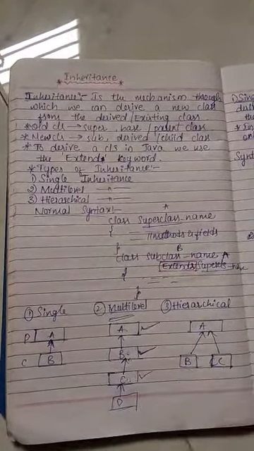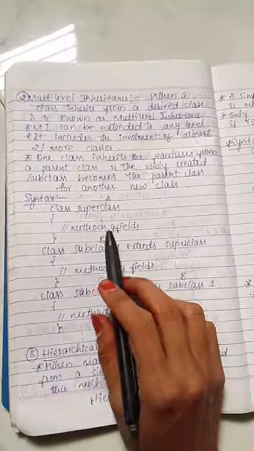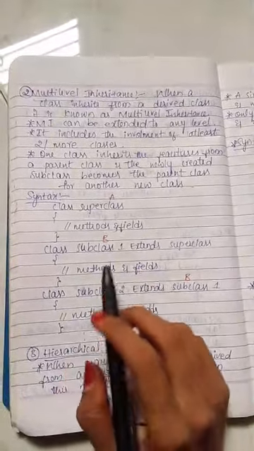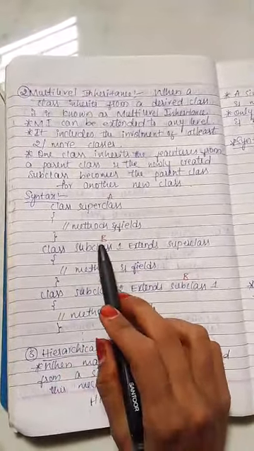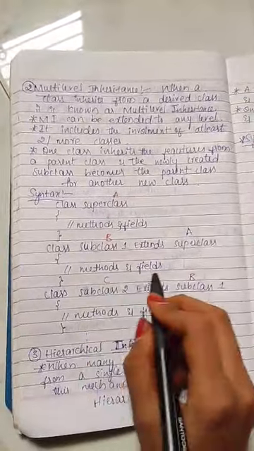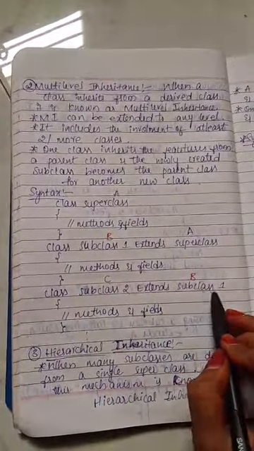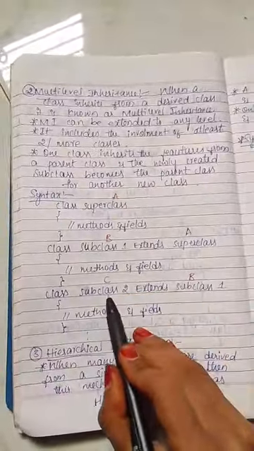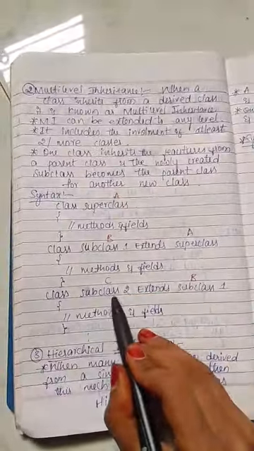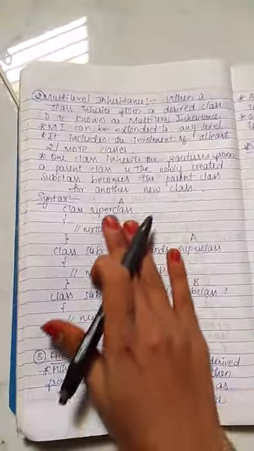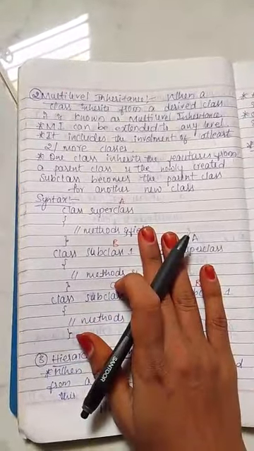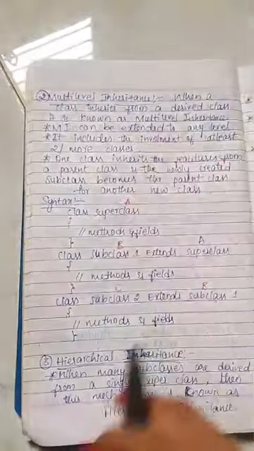Class superclass, that is A, with some methods and fields in it. Class subclass 1. Here I have taken subclass 1 because two or more classes are involved. Subclass 1, that is B, extends superclass, that is A, with some methods and fields in it. Class subclass 2, that is C, extends subclass 1, that is B, with some methods and fields in it. This is very simple, easy syntax for multi-level inheritance.